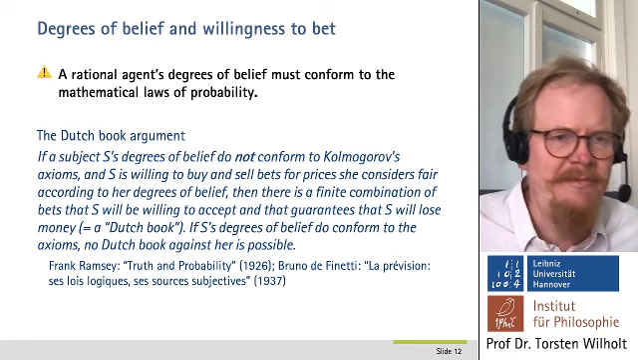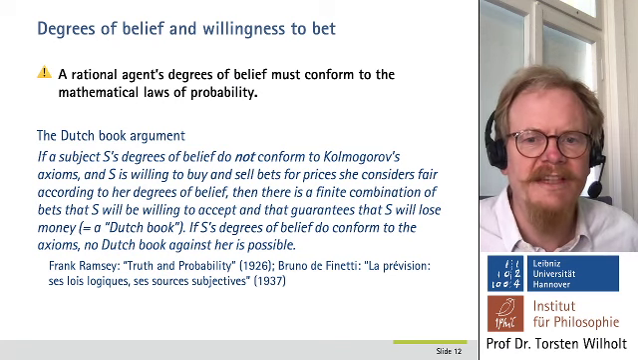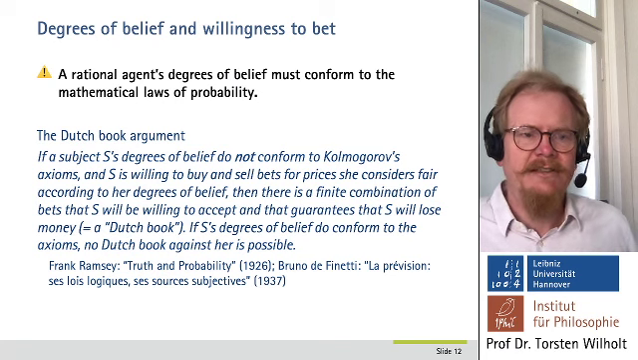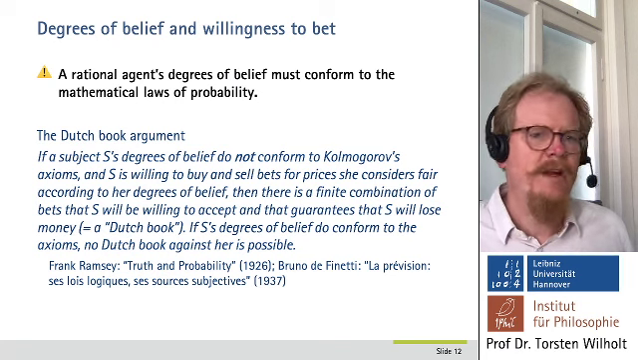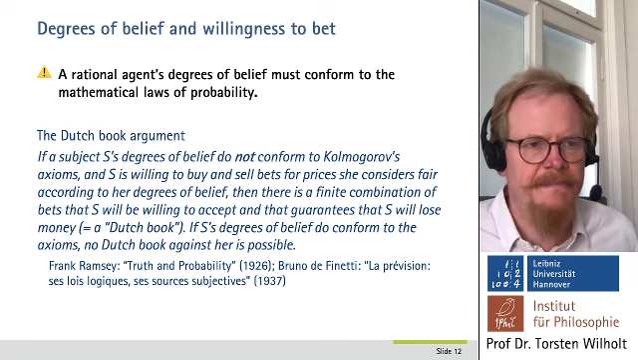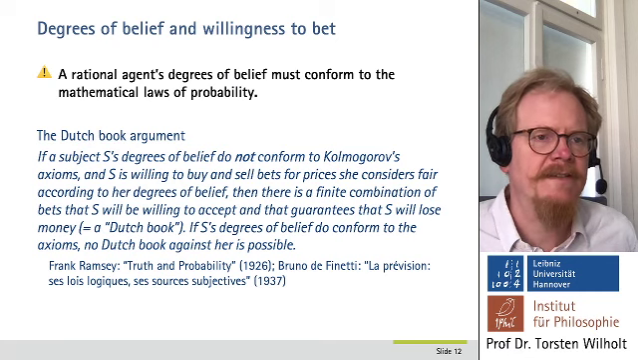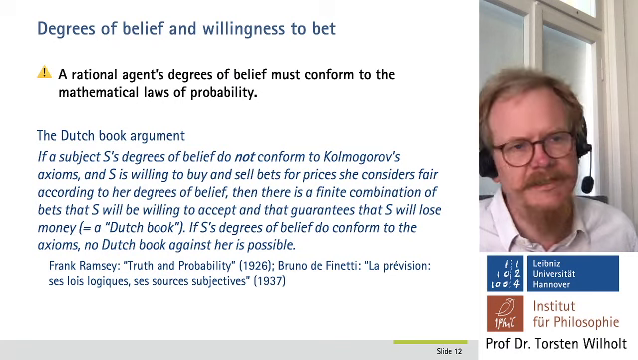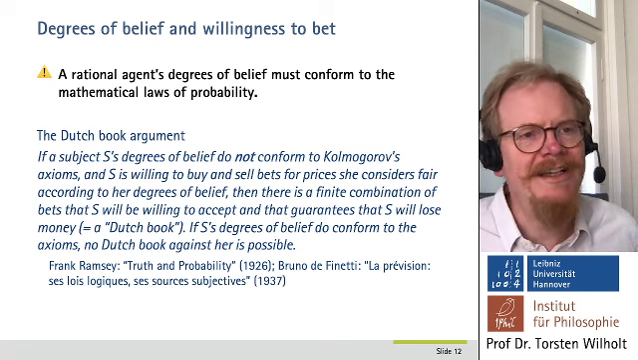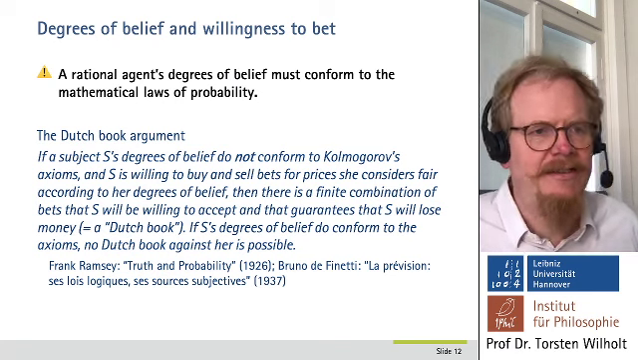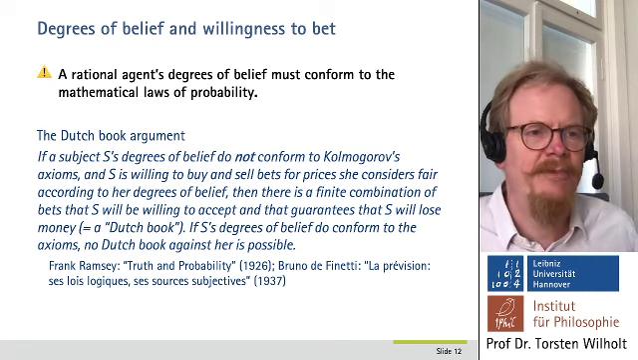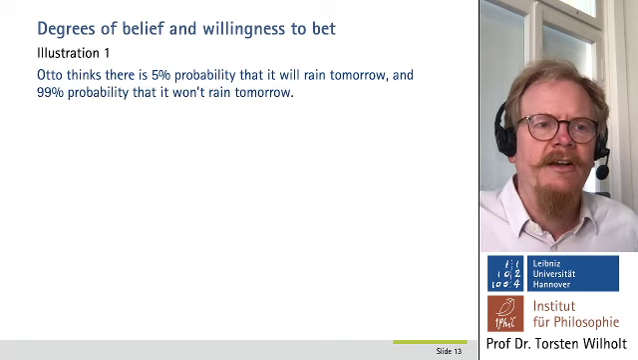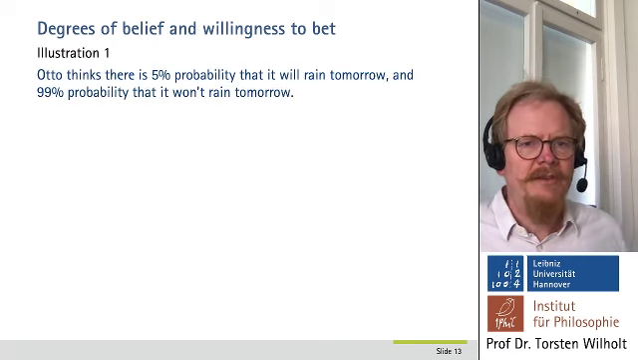There are two classical papers, one by Frank Ramsey from 1926 and one by Bruno de Finetti from 1937, where the Dutch book argument is articulated and proven. I will not rehearse the proof here, but I will illustrate it and try to make it plausible and understandable what this means. So take this very simple example of Otto.